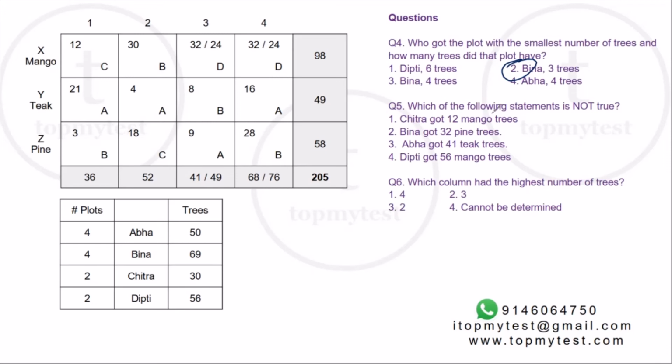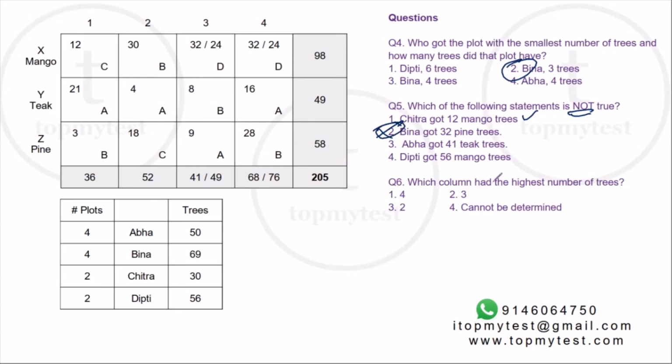Question number 5, which of the following statements is not true? Not true. Okay, Chitra got 12 mango trees. This is true. Beena got 32 pine trees. No, Beena's maximum is 30. So this is out. So option 2 will be a correct choice.